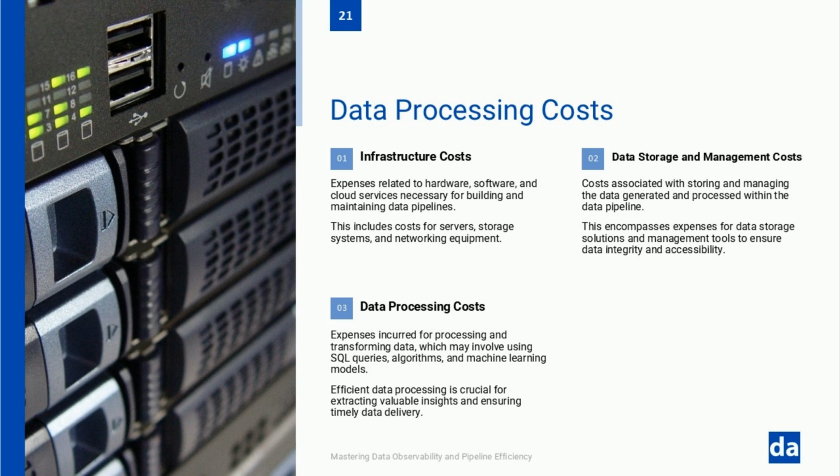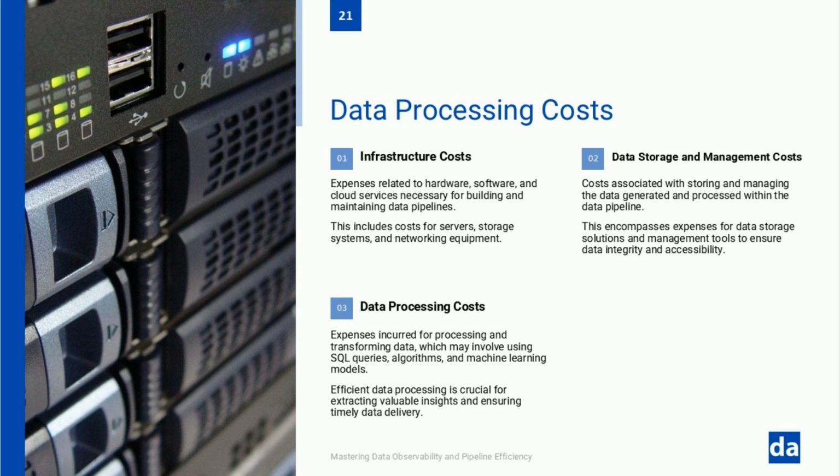Understanding data processing costs is essential to ensure your pipelines are both efficient and cost-effective. Let's break down the components and how to calculate them. 1. Infrastructure costs. These are expenses related to hardware, software, and cloud services needed for building and maintaining data pipelines. Examples: servers, storage systems, networking equipment. To calculate, the cost formula: infrastructure cost = server cost plus networking equipment cost plus software licensing fees, times usage time. Track resource utilization to align these costs with your actual requirements.